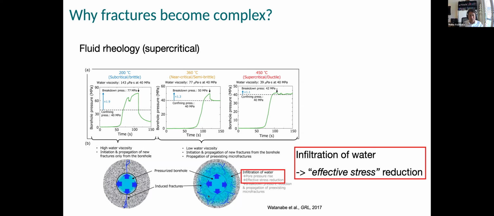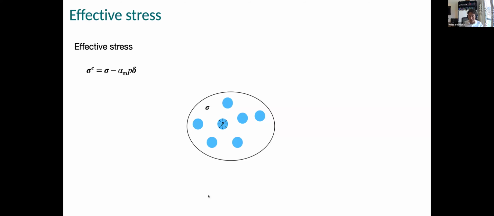So then let's take a brief reminder of what effective stress is. The solid part of the rock is under loading, and in the pore space there's a fluid, and there's a fluid pressure. Effective stress in this setting is defined as the total stress minus the Biot coefficient times the pore pressure.